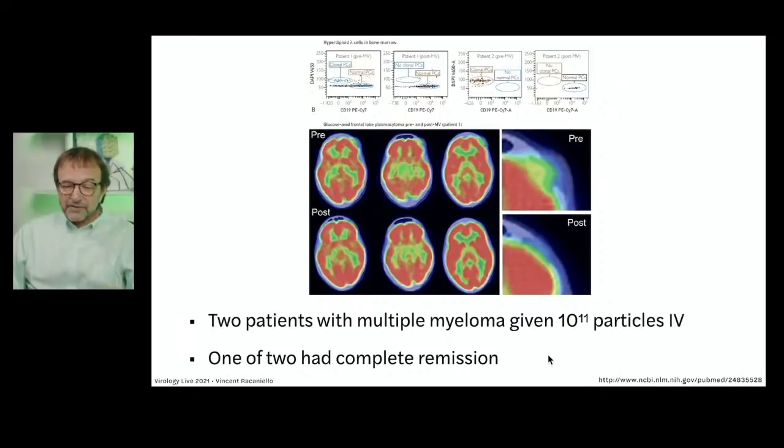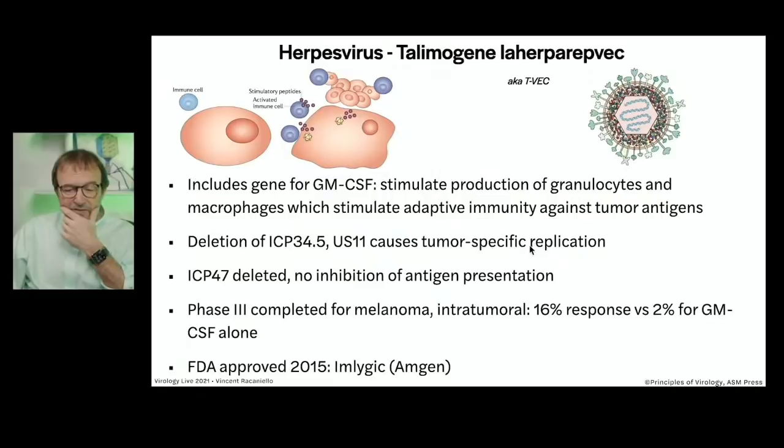Herpes virus has been approved for the treatment of myeloma in 2015. The vector is called Imlygic, Talimogene, T-VEC. It is herpes virus modified to have the gene for GM-CSF, which stimulates granulocyte production in macrophages to help kill the tumor. We've deleted genes that cause tumor-specific replication.